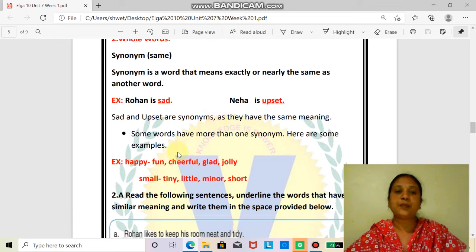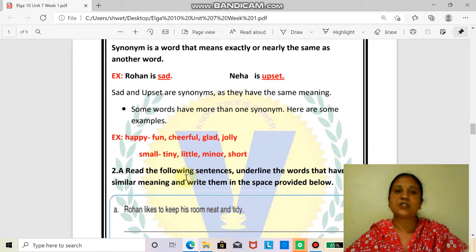For example, happy. For the word happy, there is more than one synonym. Fun, cheerful, glad, jolly have the same meaning as happy. And a few more examples for small. For small, synonyms are tiny, little, minor, short. All these have the same meaning. They are called synonyms. The words which have the same meaning are synonyms. So now let us see the exercise based on this topic.